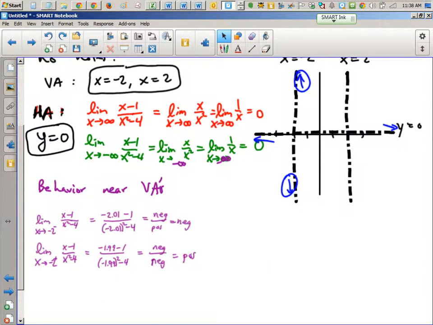Okay, now let's take a look at the other vertical asymptote. That's over at x equals positive 2.